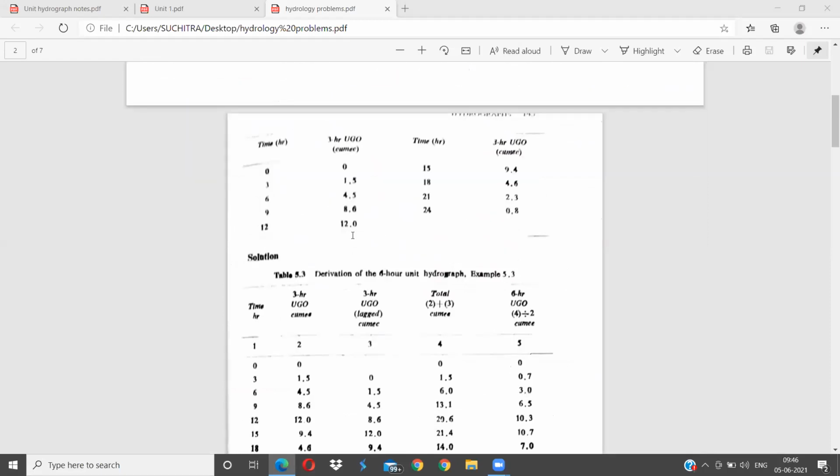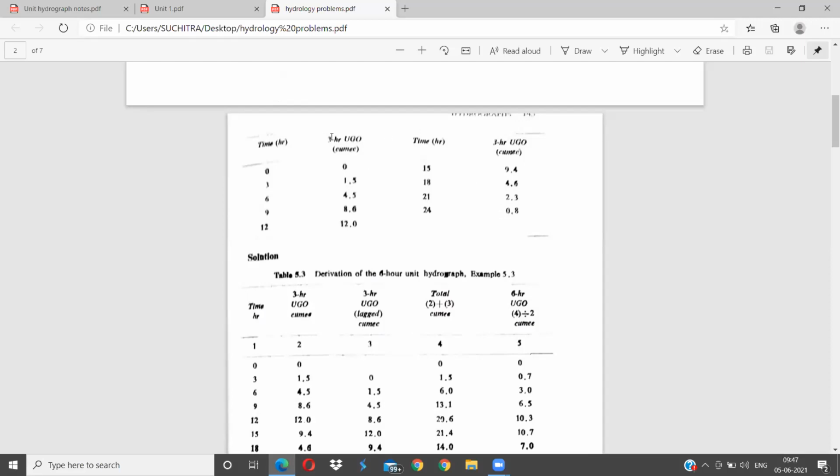Now here, I think the screen share is visible. Now here, you have the values. A 3-hour unit hydrograph has been given to you. From this 3-hour unit hydrograph, you have to derive a 6-hour unit hydrograph. The times are 0, 3, 6, 9, 12, 15, 18, 21, 24, and these are the 3-hour unit hydrograph ordinates in cumecs: 0, 1.5, 4.5, 8.6, 12.0, 9.4, 4.6, 2.3, and 0.8.